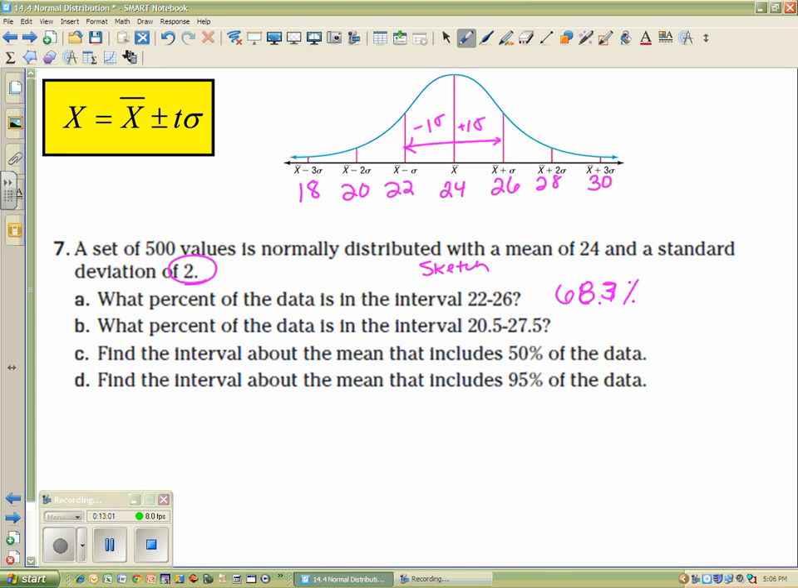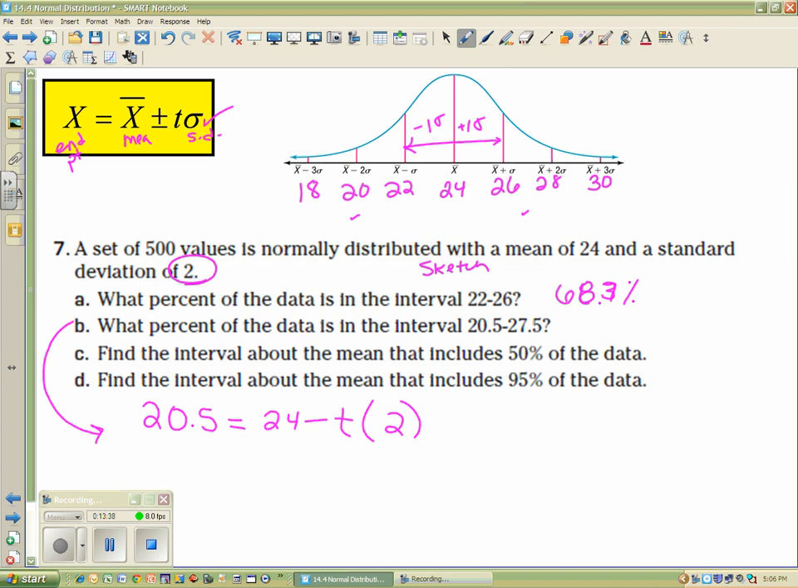Next question, what percent of the data is in the interval 20.5 to 27.5? So 20.5 doesn't click right on that, unfortunately, and 27.5 doesn't click right on that. So we're going to have to do some t-values on this. All right, so my endpoint is 20.5, and that's going to be equal to a mean of 24, subtract off a t-value times the standard deviation of 2, all fitting into that particular formula. Endpoint of the interval, the mean of the interval, and the standard deviation.